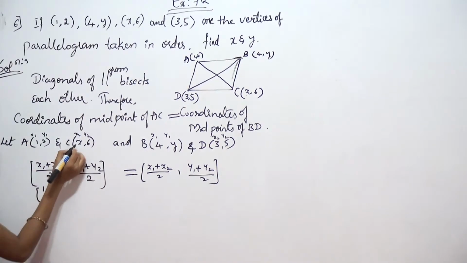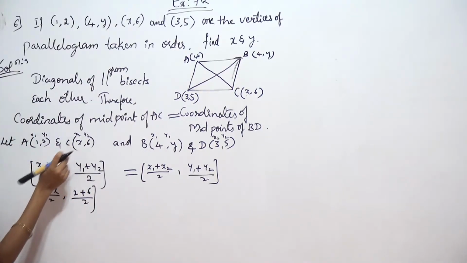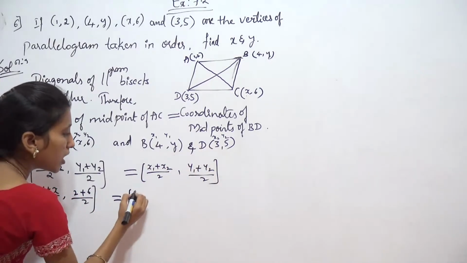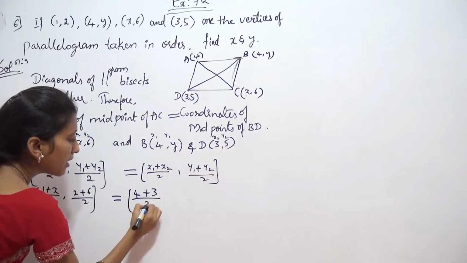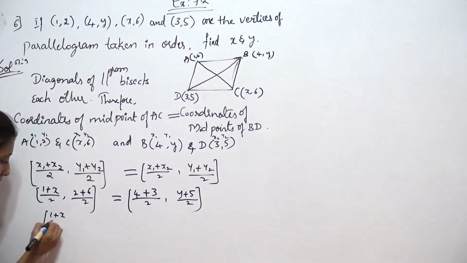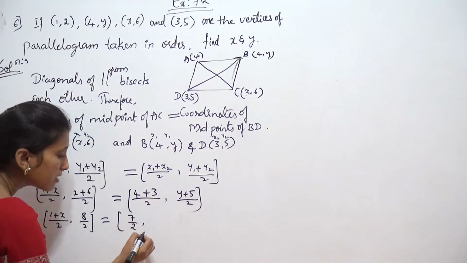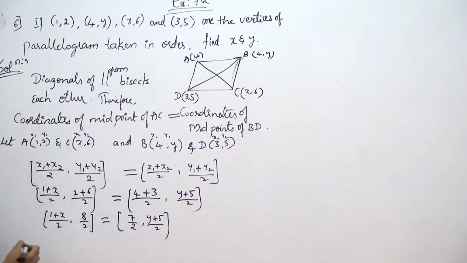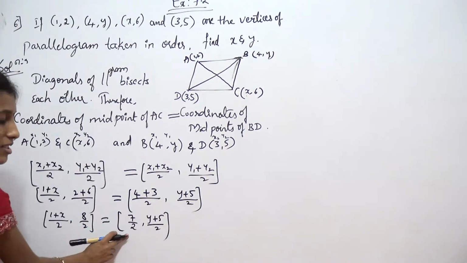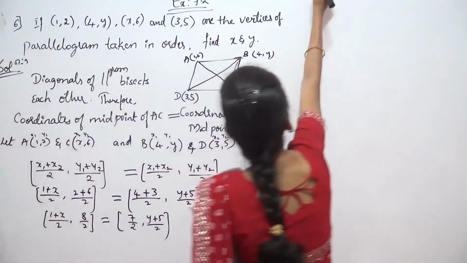For AC, x1 plus x2 is 1 plus x, divided by 2, and y1 plus y2 is 2 plus 6, divided by 2. For BD, it is 4 plus 3 divided by 2, and y plus 5 divided by 2. Simplify: 1 plus x cannot be added because one is a constant and the other a variable. 2 plus 6 is 8, divided by 2. That equals 7 divided by 2, and y plus 5 divided by 2. Now compare the x coordinates and y coordinates on both sides.